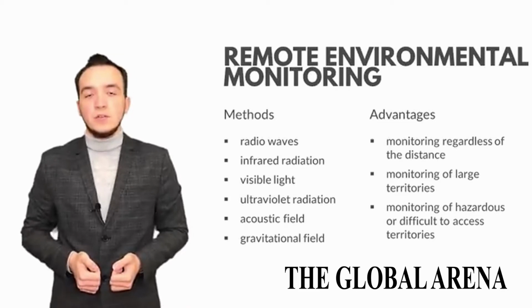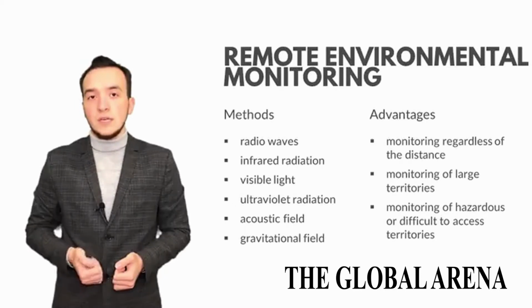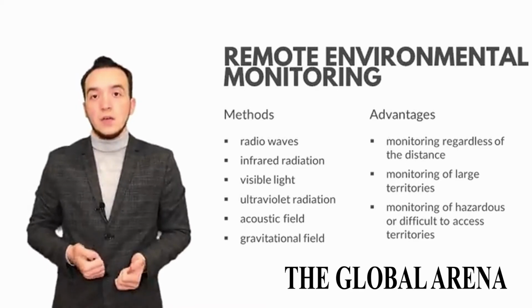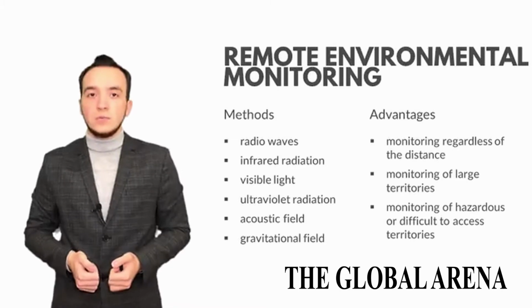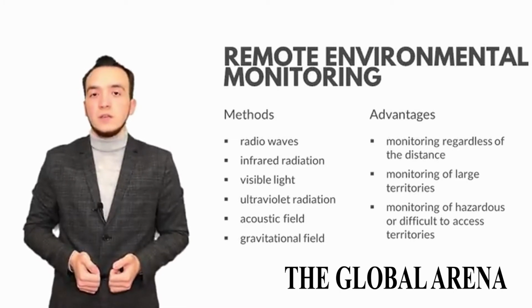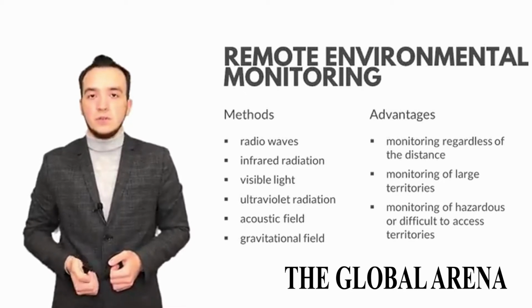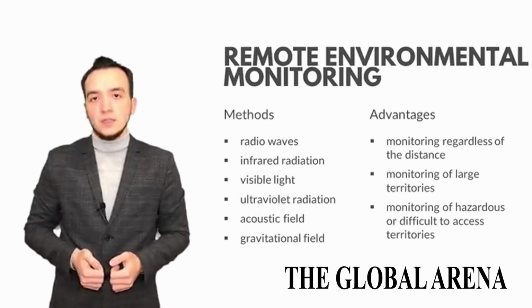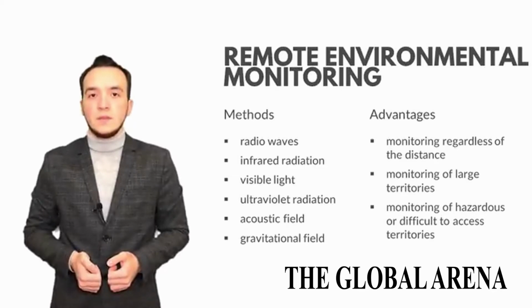Remote monitoring is carried out at relatively large distances from the object using equipment that can be installed on satellites, airplanes, helicopters, cars, ships, and other vehicles. This type of monitoring is used for exploring large territories where the contact type of monitoring would be too expensive or difficult. Remote sensing also allows collecting data on hazardous or difficult to access areas.